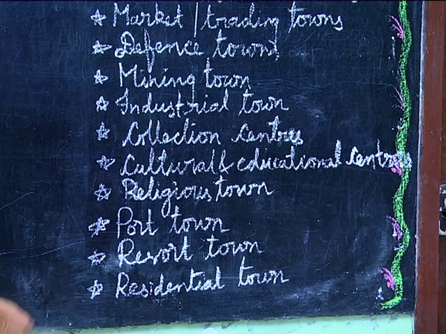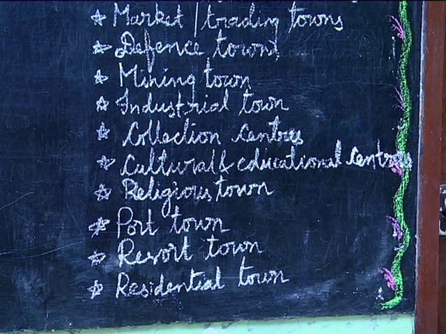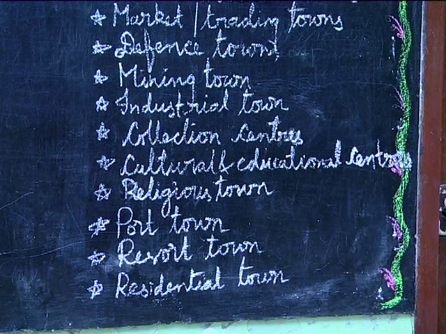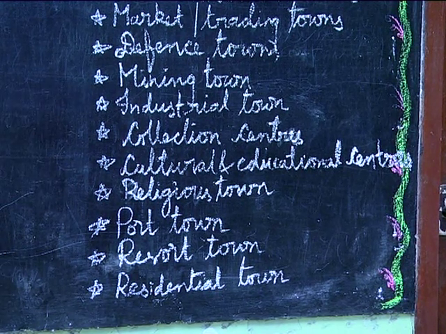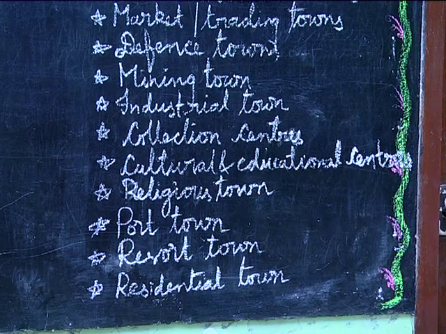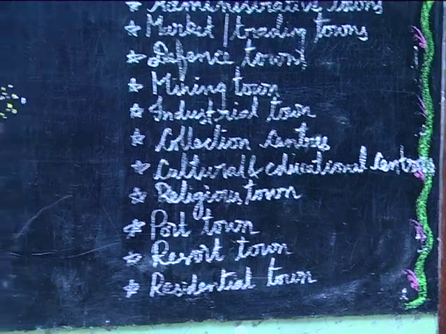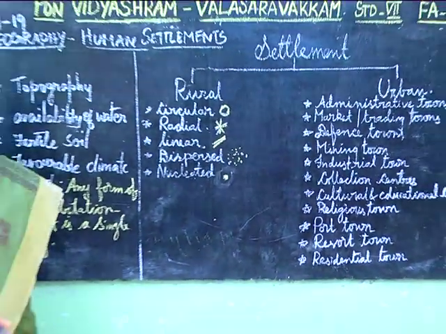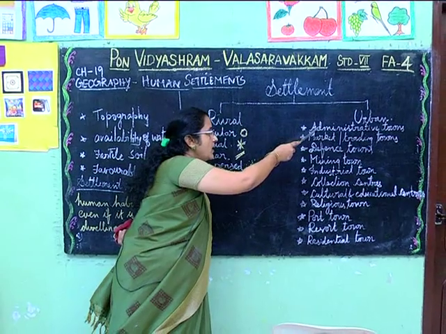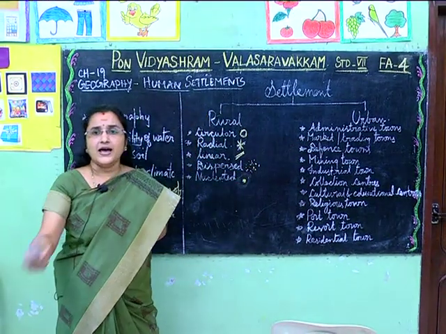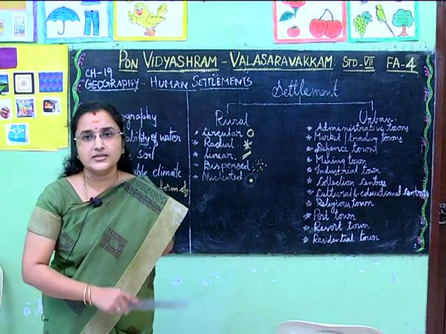Finally, we move on to the residential town, where people prefer to live to avoid the other activities that would harm their health as well as other aspects. Now, urban and rural settlements are both interdependent. Any raw materials taken from here are sent to these towns for further processing, and hence they are interdependent.